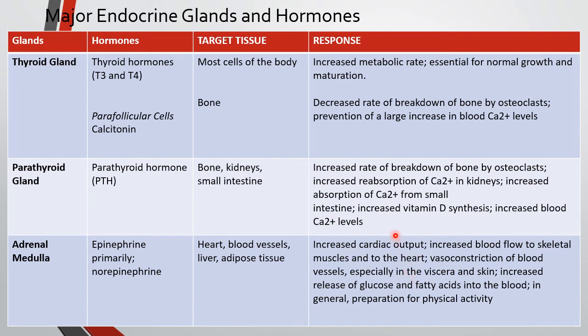Okay? Sa heart, it will increase the cardiac output. Sa skeletal muscles, they will have an increased blood flow, including to the heart itself. Okay? Sa blood vessels, they will vasoconstrict in the presence of these hormones. Okay? And then there would be an increase in the release of glucose and fatty acids into the blood. And this is actually in preparation for a certain physical activity. Okay? If you will do a vigorous exercise, if you are in danger, then you need to escape.